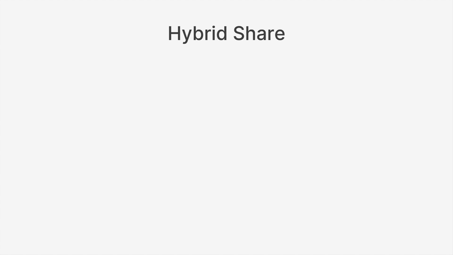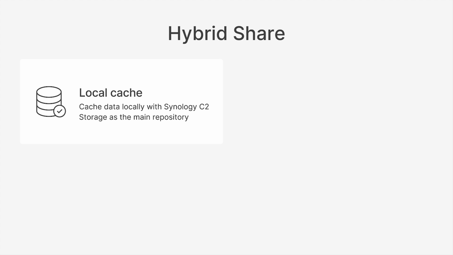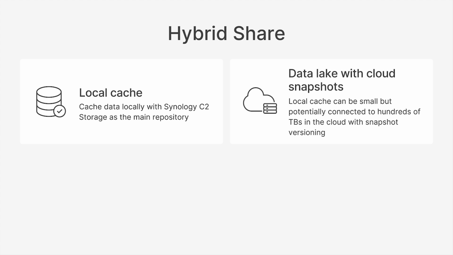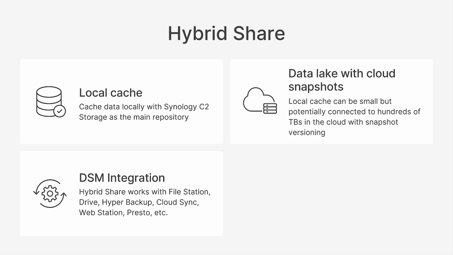Hybrid Share is a service that runs on your Synology NAS. We can configure a local cache to get access to our files locally, and from there, those files are synced automatically to our C2 storage platform. From there, through a central data lake, you can even configure a 2-bay desktop NAS to get access to hundreds of terabytes, and you also have the ability to set up snapshots for versioning. Through our DSM integration, we integrate with File Station, Cloud Sync, Hyper Backup, and many more applications.